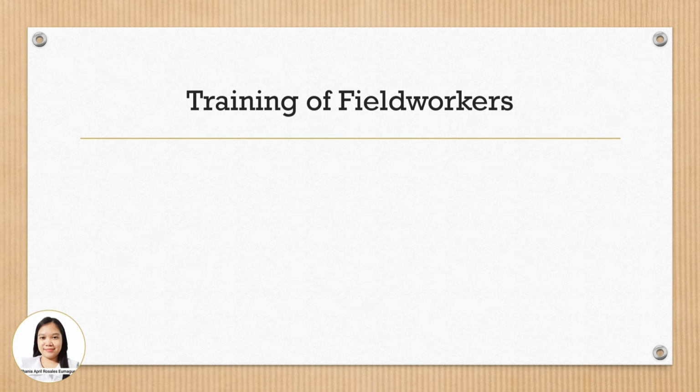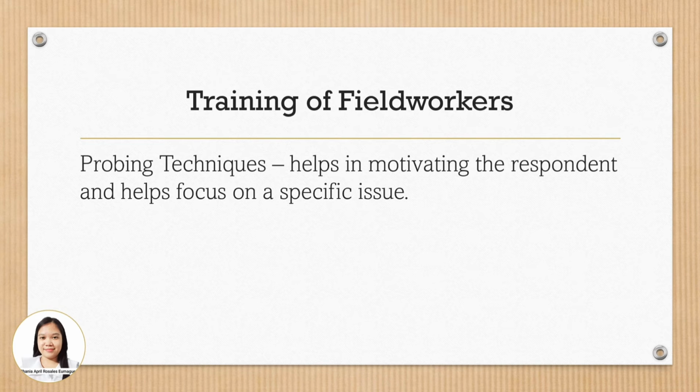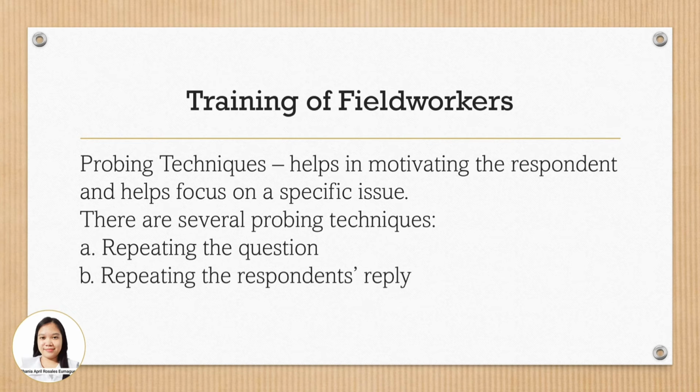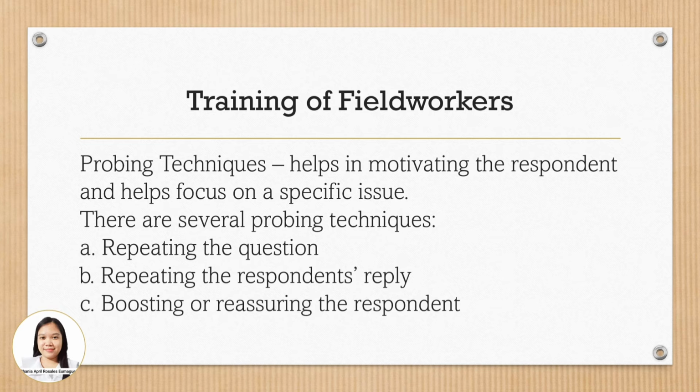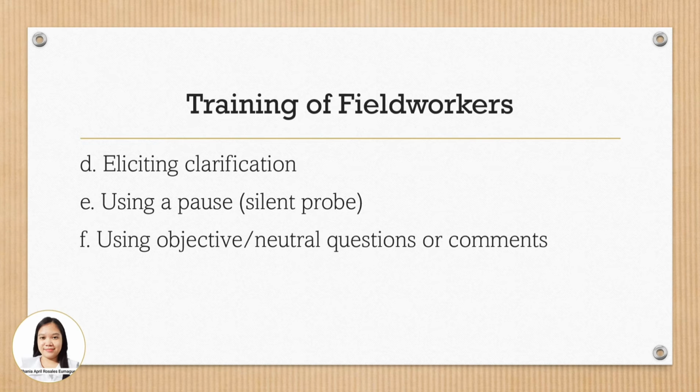Another thing that the field worker needs to know is the probing techniques. Probing techniques help in motivating the respondent and help on a specific issue. Here are some probing techniques. 1. Repeating the question. 2. Repeating the respondent's reply. 3. Boosting or reassuring the respondents. 4. Eliciting clarification. 5. Using a pause or silent probe. And 6. Using objective or neutral questions or comments. The field worker should also know how to record responses and interview politely.